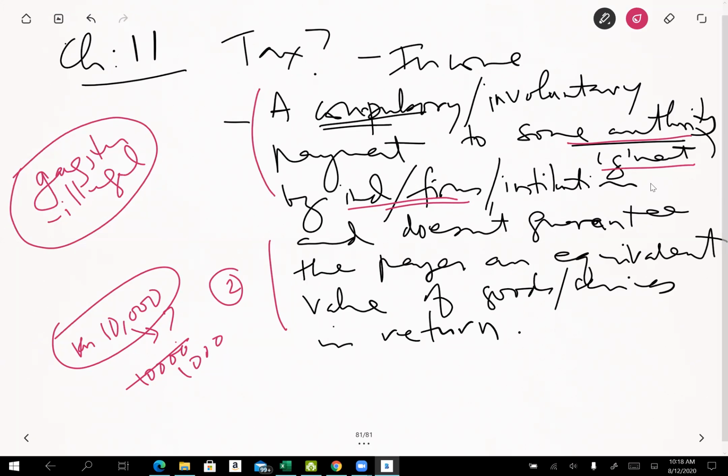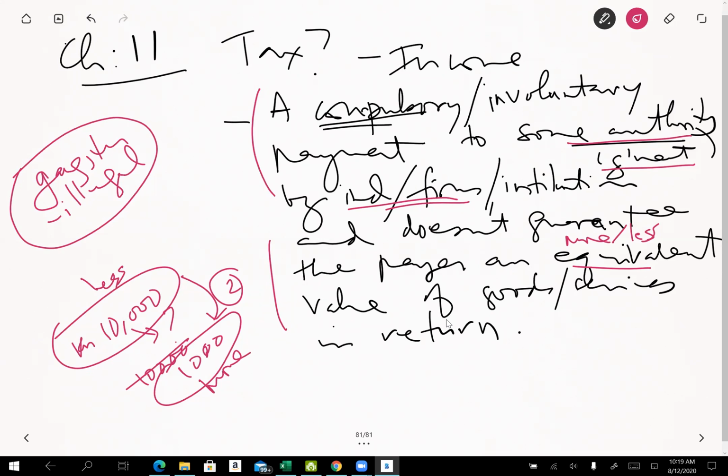Now, if you look at the comparison between these two people, the person who pays 1,000 in tax may get more. He may get more value than the tax that he paid in return. And if you compare to the person who paid 10,000, he may get less. So when you say not guaranteed to get an equivalent value, it can be more, it can be less. So normally, people who pay more taxes may get less. People who pay a smaller amount of taxes sometimes may get more. So that's the idea of a tax.